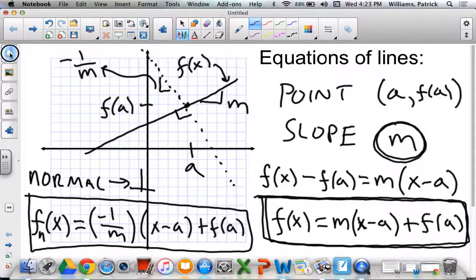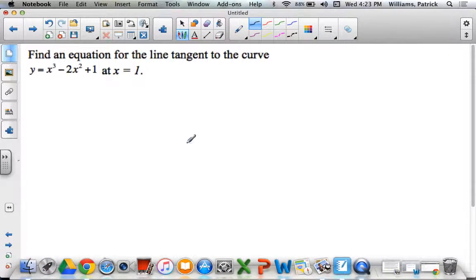So let's look at a quick example of this. So let's look at this problem. All right, find an equation of the line tangent to the curve y equals x cubed minus 2x squared plus 1 at the point x equals 1. Okay, so the two things we need, remember, are a point and a slope. Let's do the point. That one's easy. Well, what's the x value we got? It's 1.